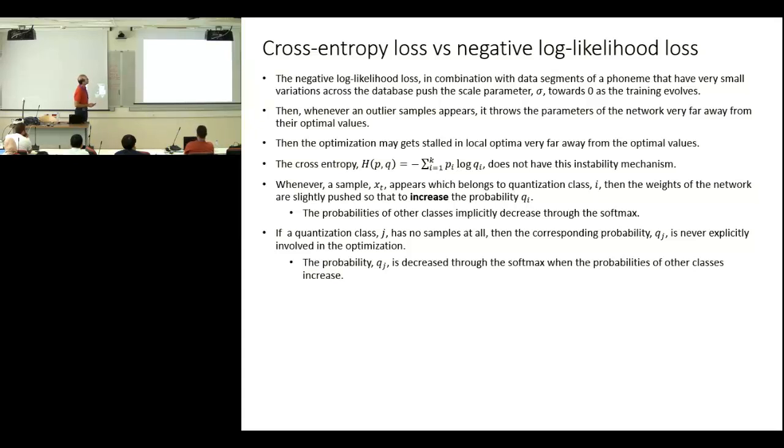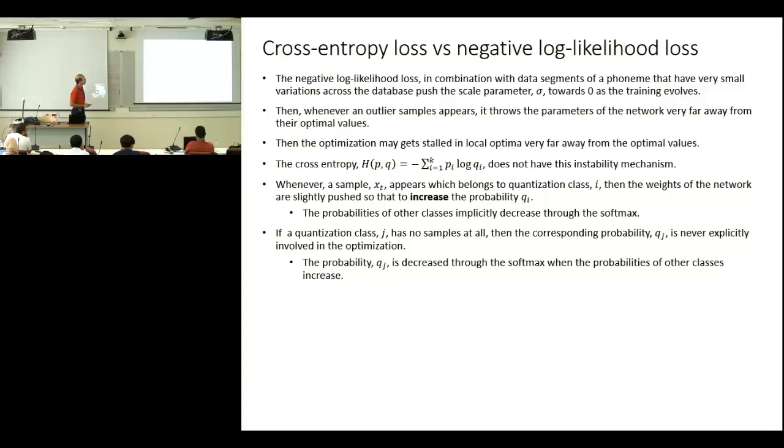So if we compare the cross entropy loss with the negative log likelihood loss, we see the following. The negative log likelihood loss, in combination with data segments of a phoneme that have very small variation across the database, pushes the scale parameters towards zero as the training evolves. Then, whenever an outlier sample appears, it throws the parameters of the network very far away from their optimal values. Then the optimization may get stuck in local optima very far away from the optimal values and the training fails.